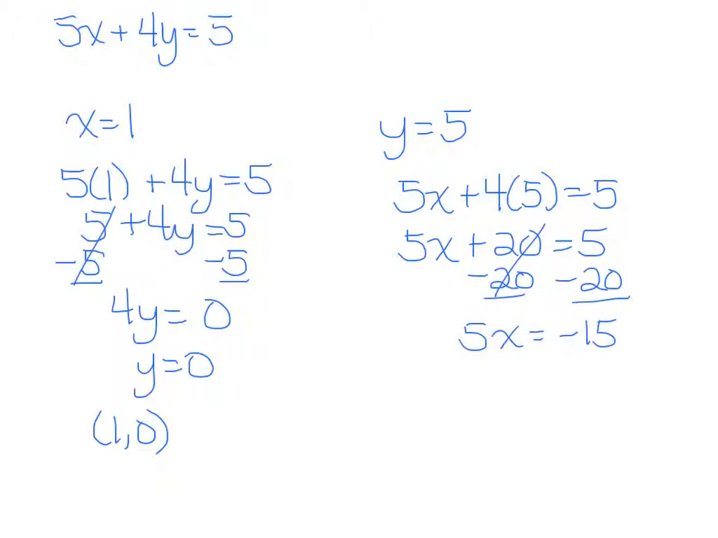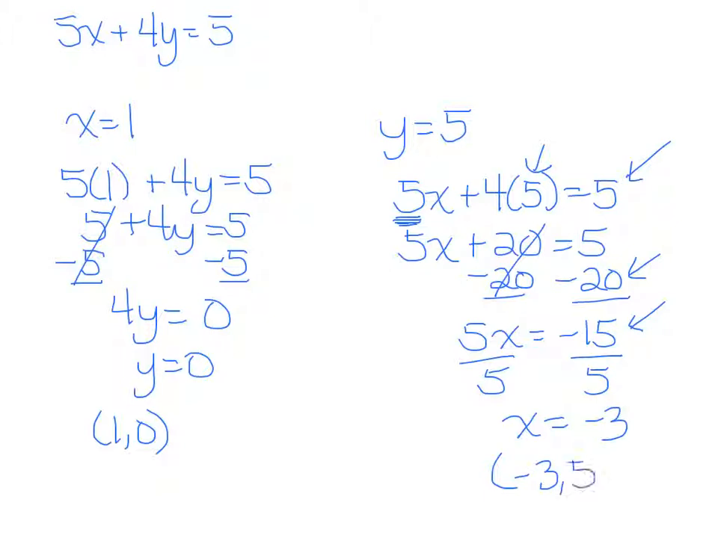Now see, if you can, make a note that whatever number is going to be right there, you're going to have to end up dividing by it. So try to pick a number for your y that would cause this number to be something that's divisible by 5. That kind of helps when you're picking your numbers. So x equals negative 3. So my second point is (negative 3, 5). Now let's graph these two lines and see what happens.